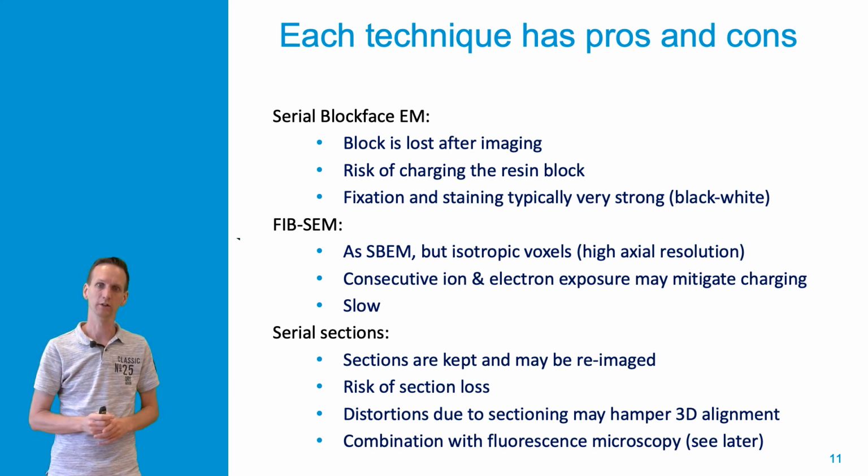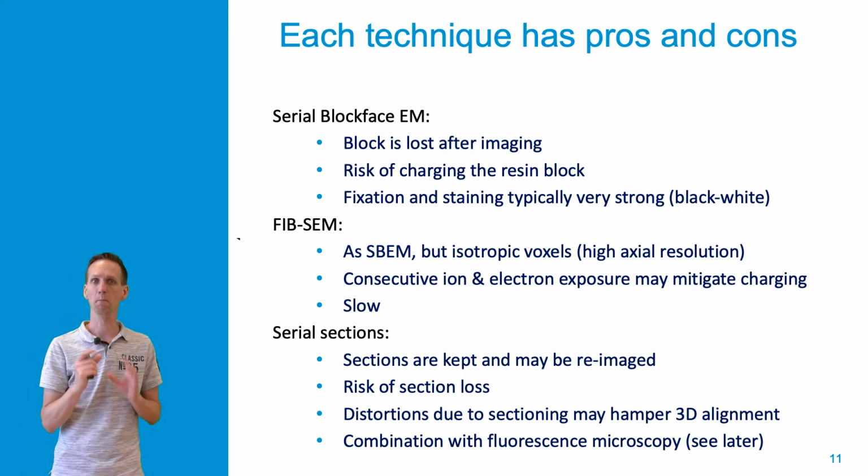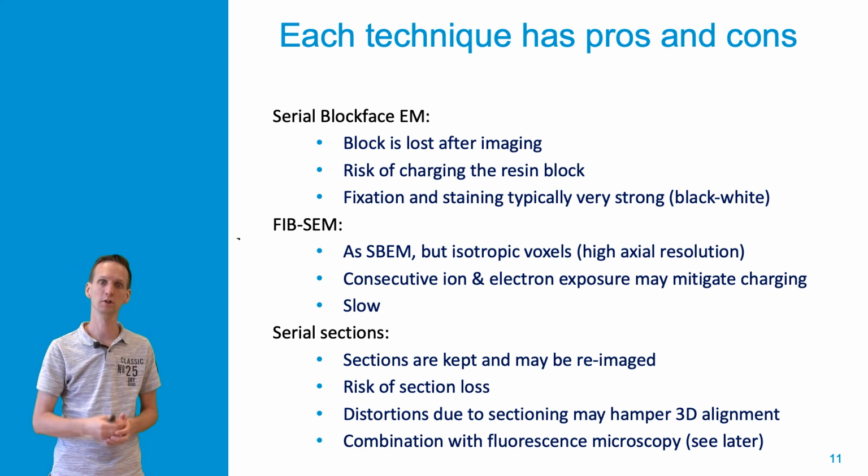However, we will see later that the serial sections also may have a particular benefit if we look at combinations with fluorescence microscopy. I already want to point out here that serial sectioning may have an advantage also in terms of combination with light microscopy, particularly with fluorescence, where a disadvantage of the block face approaches is that we typically need quite strong staining and fixation. And we will see later in the session about correlative microscopy that this has a large impact on the ability to keep fluorescence in the block.